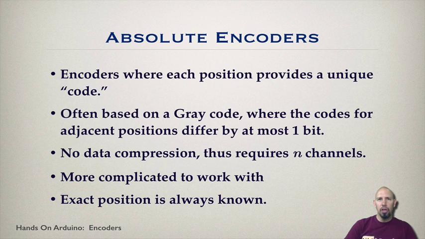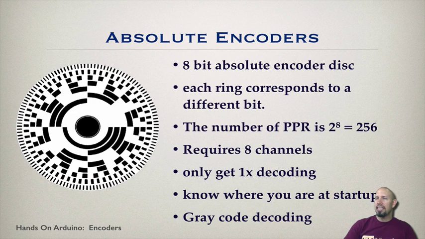There's no question about where it is. Each position has a unique code associated with it. So you read that code, you know exactly what the position is. Okay, so here's an example of a wheel that can be used in an absolute encoder.